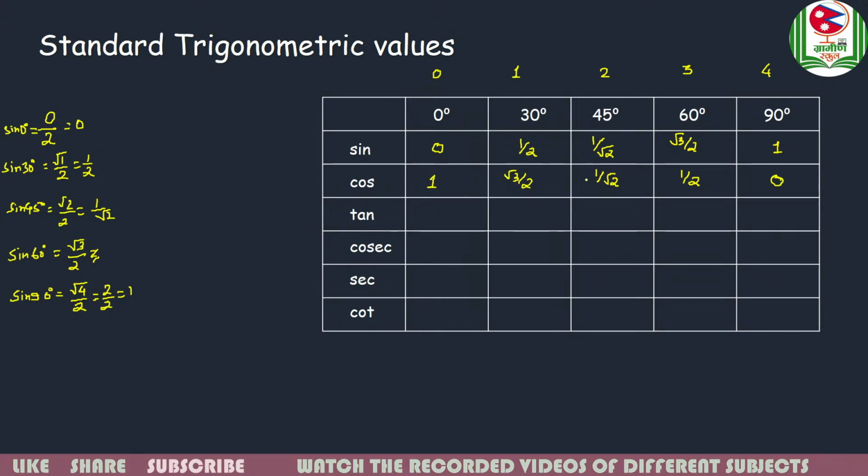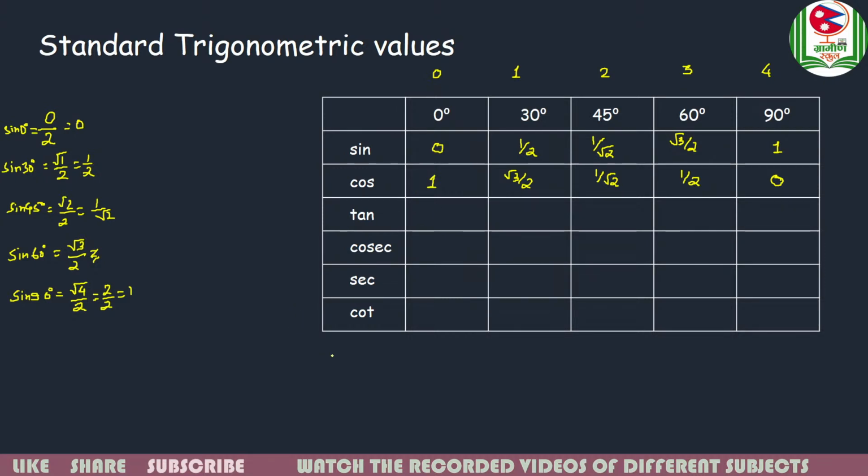How is this value obtained? We can see the graph. Okay. At the time sine is maximum, cos is minimum. At the time cos is maximum, sine is minimum. So we can see this with the help of the graph, and we will see it while plotting the graphs of different trigonometric functions.